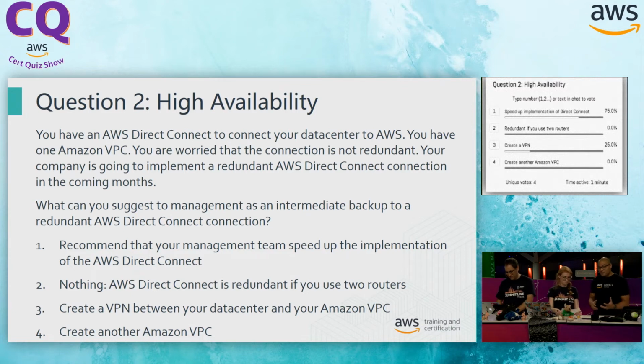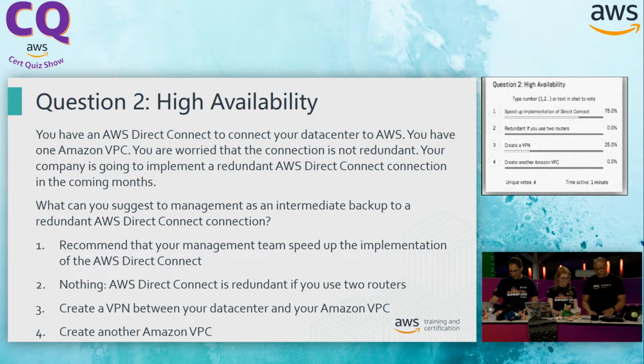Another great thing about Direct Connects is the data transfer out charge is actually a lot less than data transfer out from EC2 to the internet. So it can be a very cost-effective solution if you're doing a lot of data. All right, so with that in mind, let's have a look at some of the answers here.